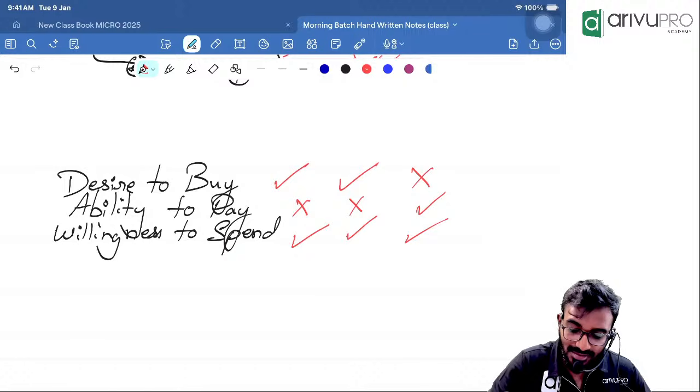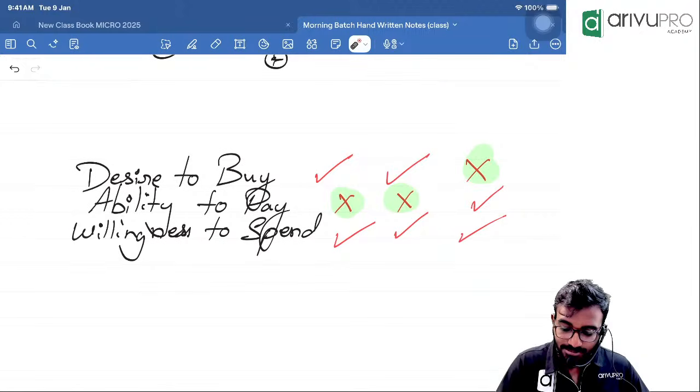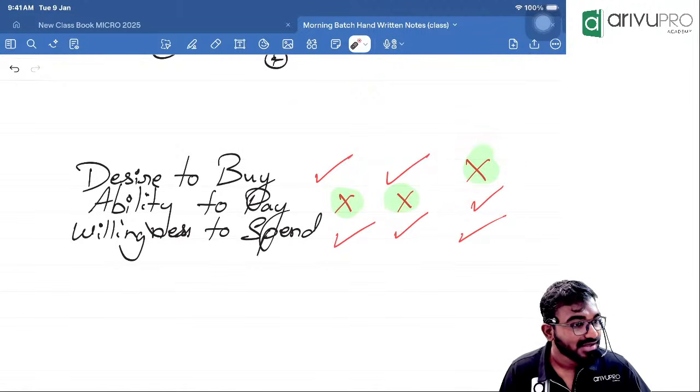Now observe. In all the three examples, one or the other condition is missing. In Srimati's example, ability to pay is missing. In Praveen's example, ability to pay is missing. In Rahman's example, desire to buy is missing.